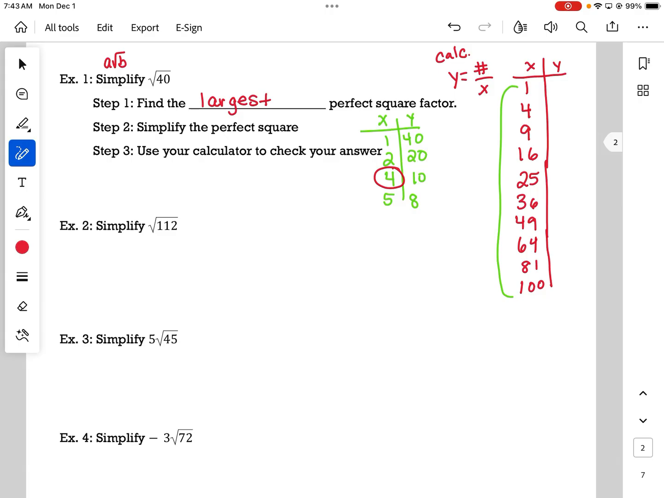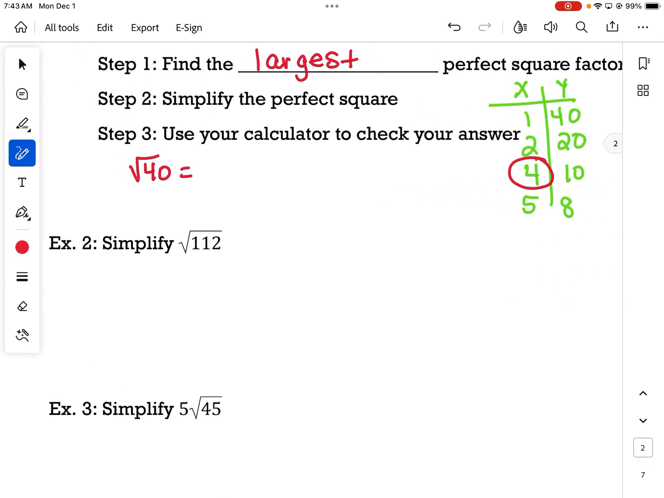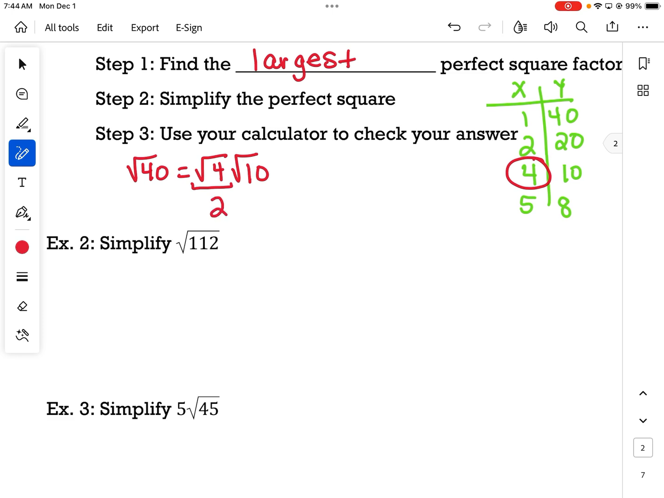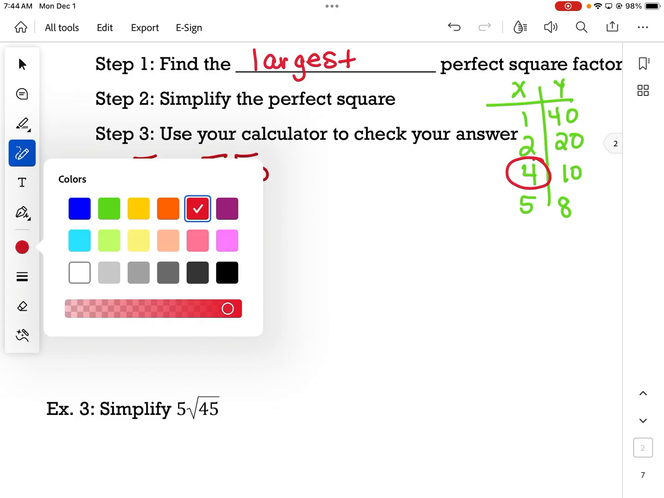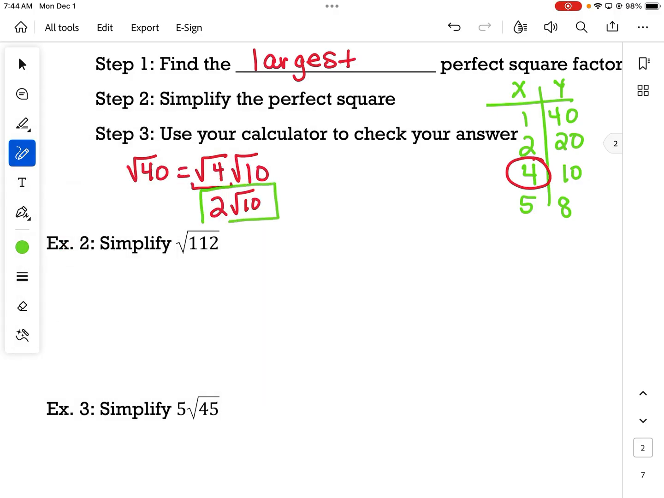So we are going to rewrite this as square root of 40 equals square root of 4 times square root of 10, because 4 times 10 is 40, right? So then I would simplify the perfect square. What's the square root of 4? 2. And square root of 10 I can't do anything with, so square root of 10. 2 square root of 10, exactly, is my simplified version.